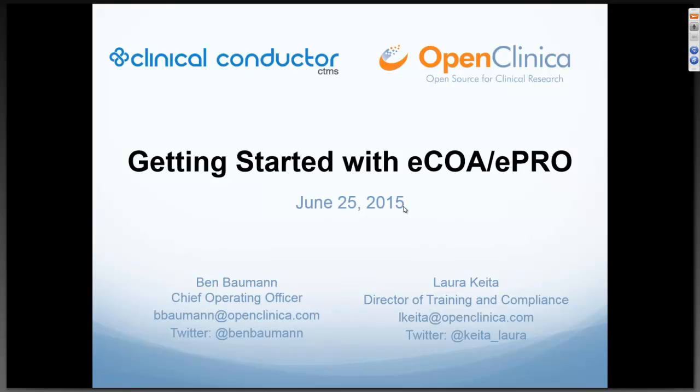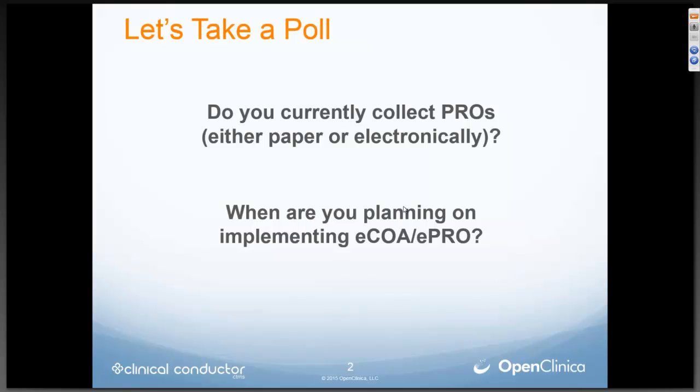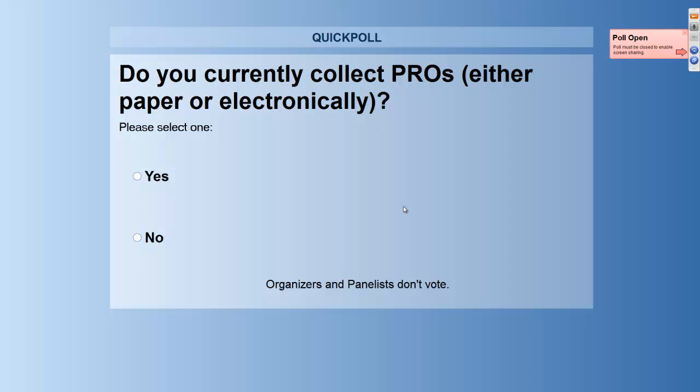And let's actually start by taking a quick poll of the audience. There are two questions we're going to ask you. I believe they will be asked one at a time. The first one is, do you currently collect PROs, patient-reported outcomes, whether paper or electronically? So if you collect them via paper or electronically, answer yes. The second question in the poll that you'll see is, when are you planning on implementing ECOA and ePRO? So these questions will be asked one at a time. We'll give about 30 seconds for folks to put in their responses, and then we'll look at them together.